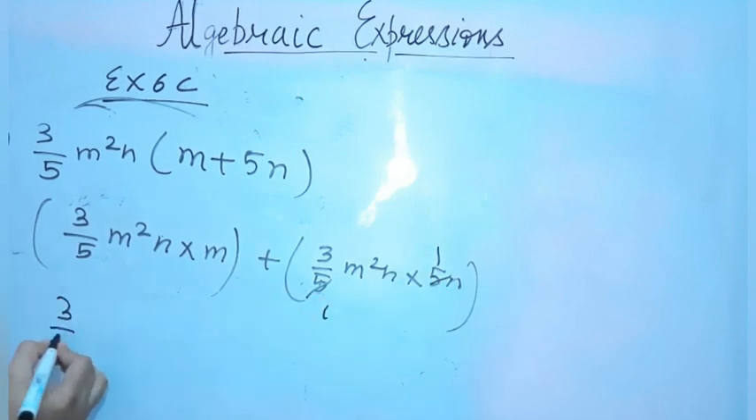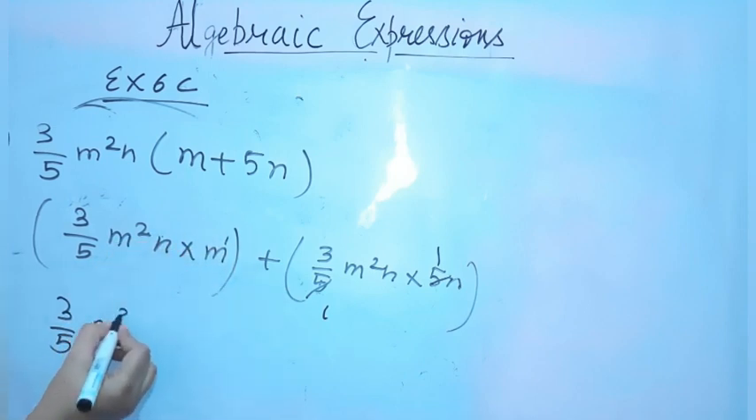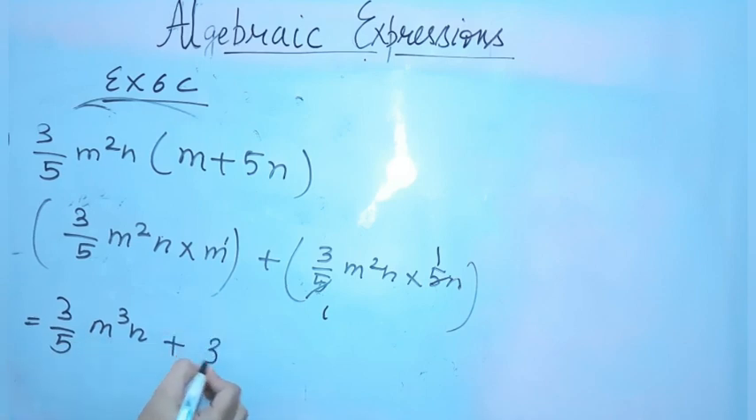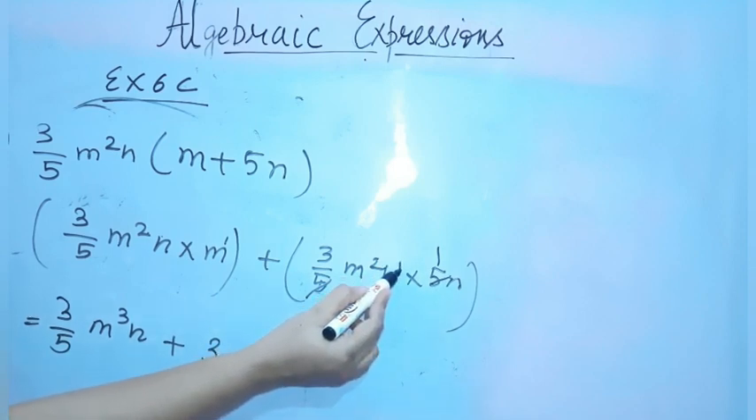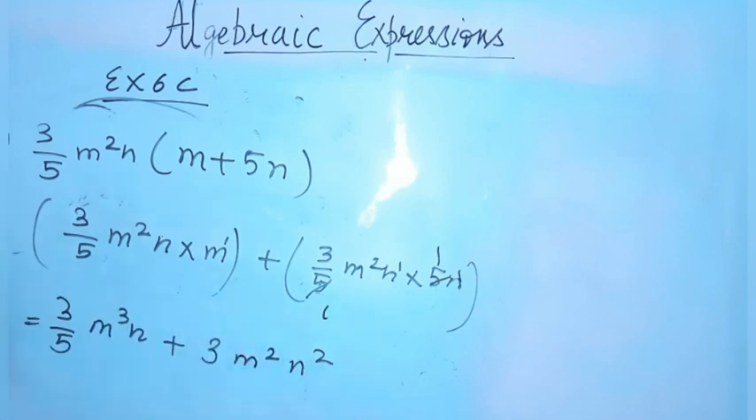Now it will be 3 upon 5 m to the power of 2, m to the power of 1 will be m to the power of 3 n, plus 3 m to the power of 2, and there was only one n here, and in this also there is one n, so n to the power of 2. This is the final answer of question number 7. Now let's move on to the next question, that is question number 8.